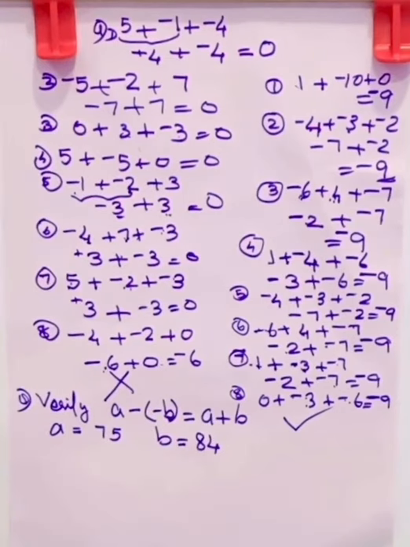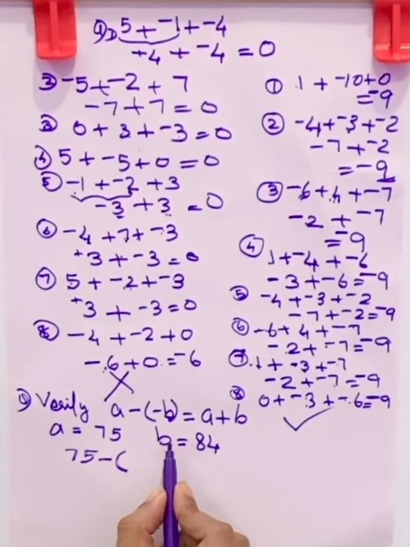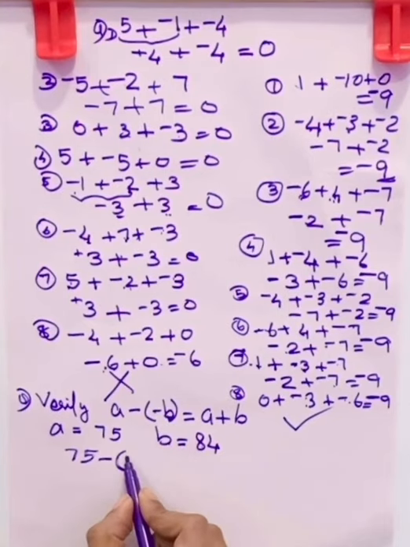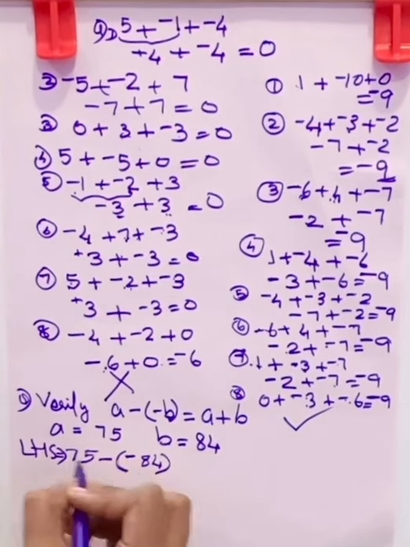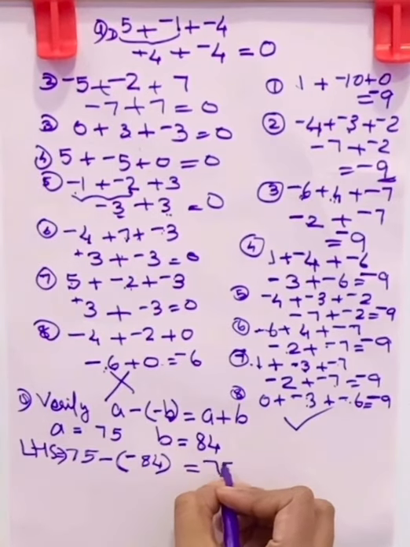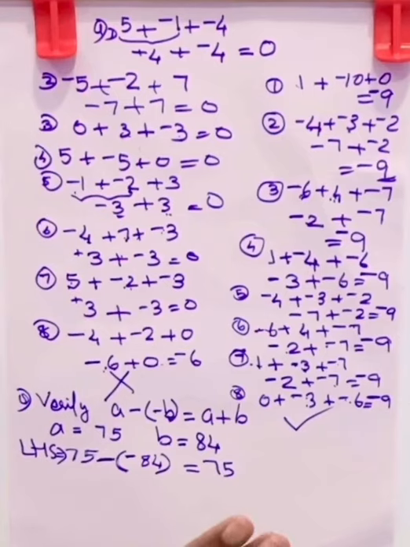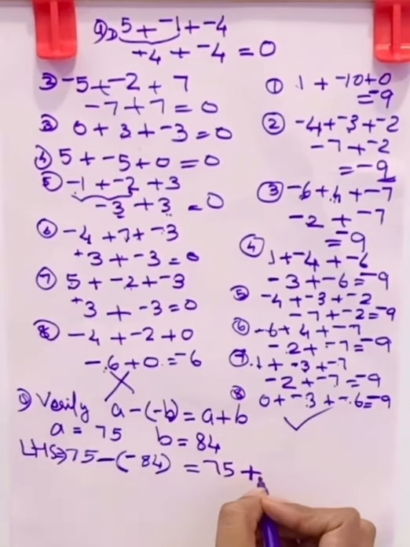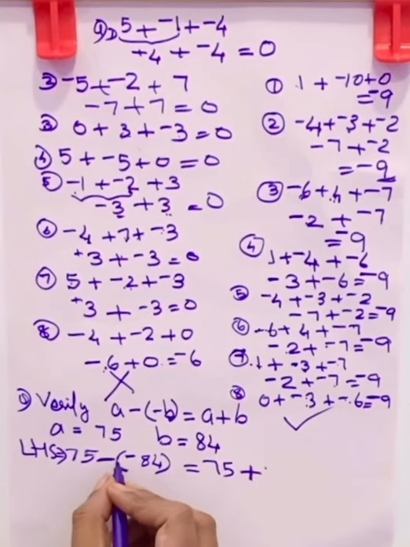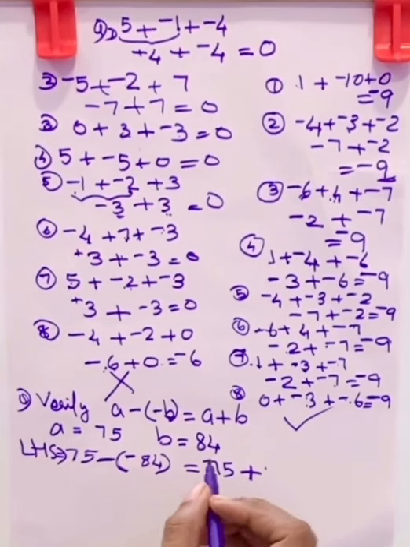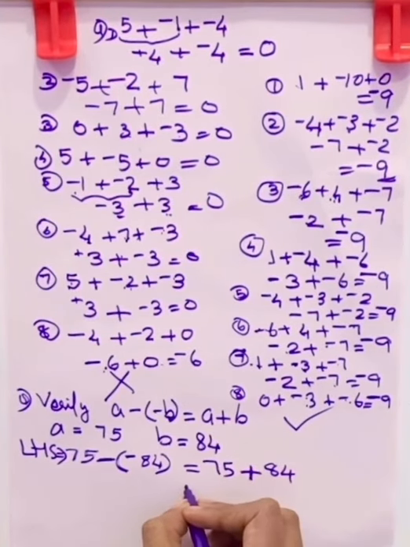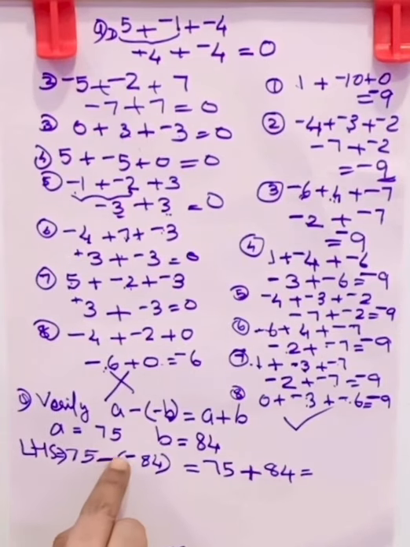Now a minus minus b, how will you write this? A is 75 here, 75 minus inside the bracket b is 84 and we want to take minus b. So minus 84. Now this is LHS part. Here we know 75, this subtraction, whenever you see subtraction you want to make it as addition, and this number near to the sign will become additive inverse. That here it is negative 84, so it will become positive 84. That is 75 subtract negative 84 becomes 75 addition of 84.